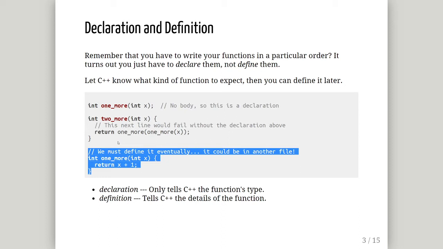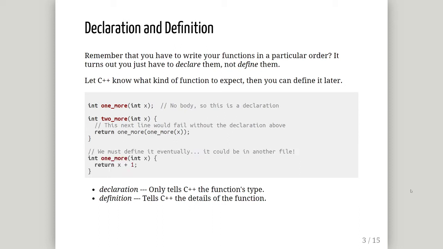So to recall, the two words here are declaration and definition. A declaration introduces the function's type, and, well, technically its name. The definition tells C++ all the details. And the declaration must appear before the function is used. The definition can appear anywhere, before or after.